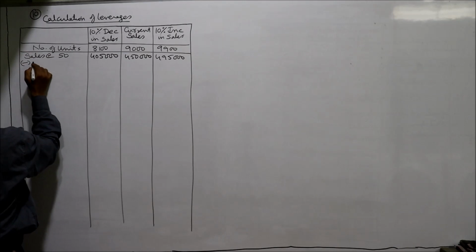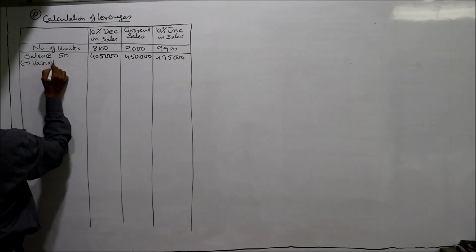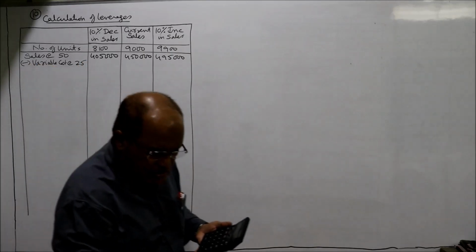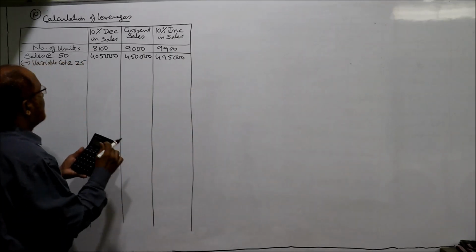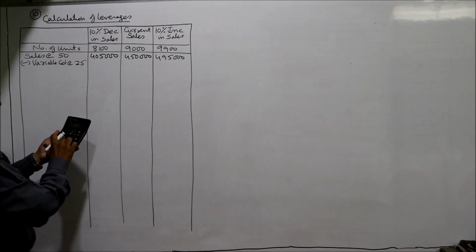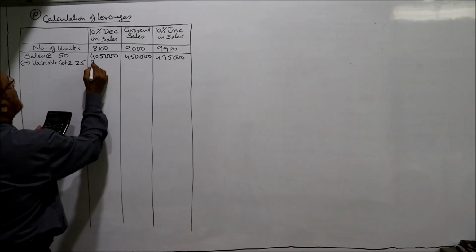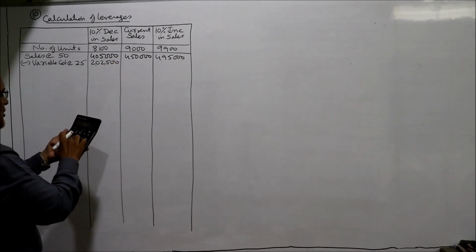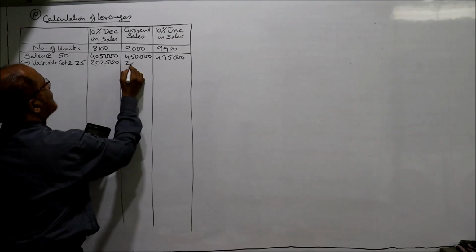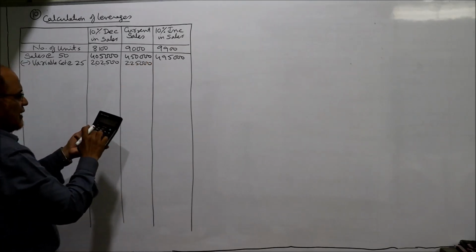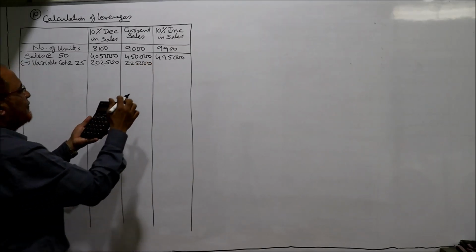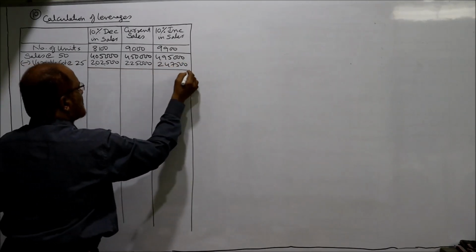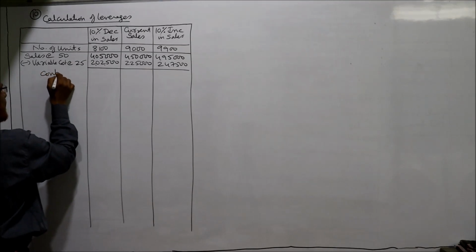From sales, we subtract variable cost at the rate of 25. The variable cost per unit is given in the problem as 25. So 8,100 into 25, it is 2,02,500. Similarly, 9,000 into 25, 2,25,000. 9,900 into 25, 2,47,500. This is the variable cost. Subtract, you will get contribution.